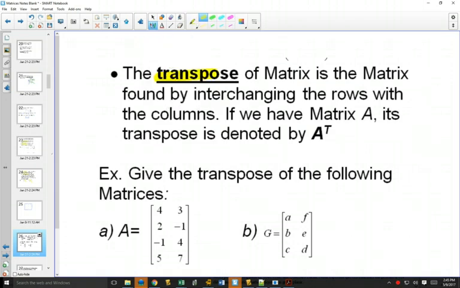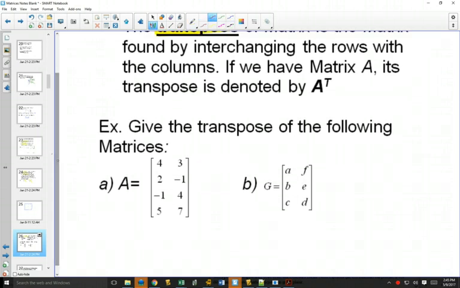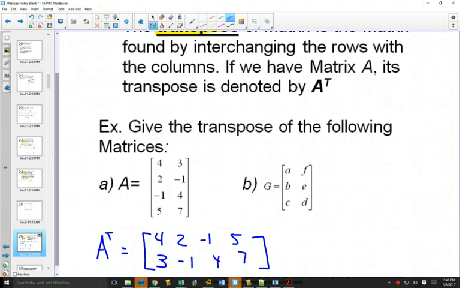The transpose of a matrix is where you take your matrix, you switch all your rows and columns, and then you get your new matrix. So your original matrix here is a 5 by 2. Your transpose will be a 2 by 5. Everything in column 1 now is in row 1. And everything in column 2 is now in row 2.